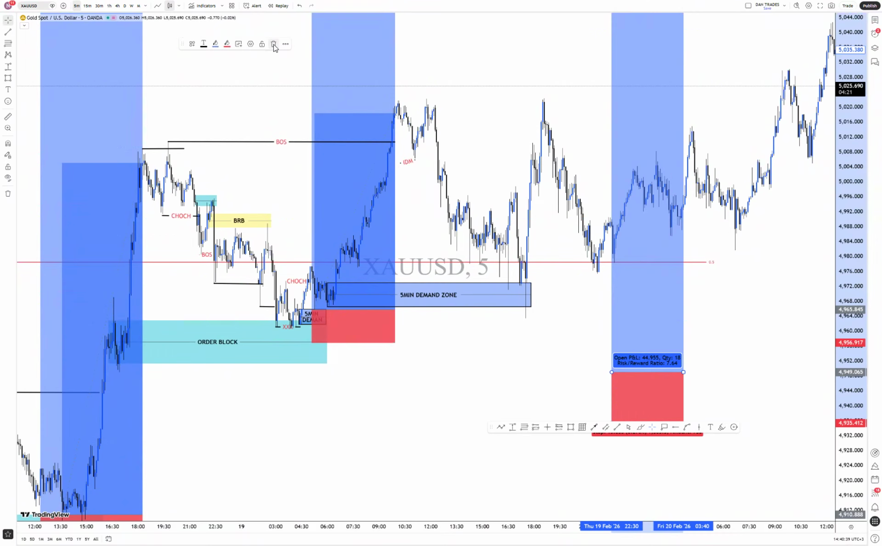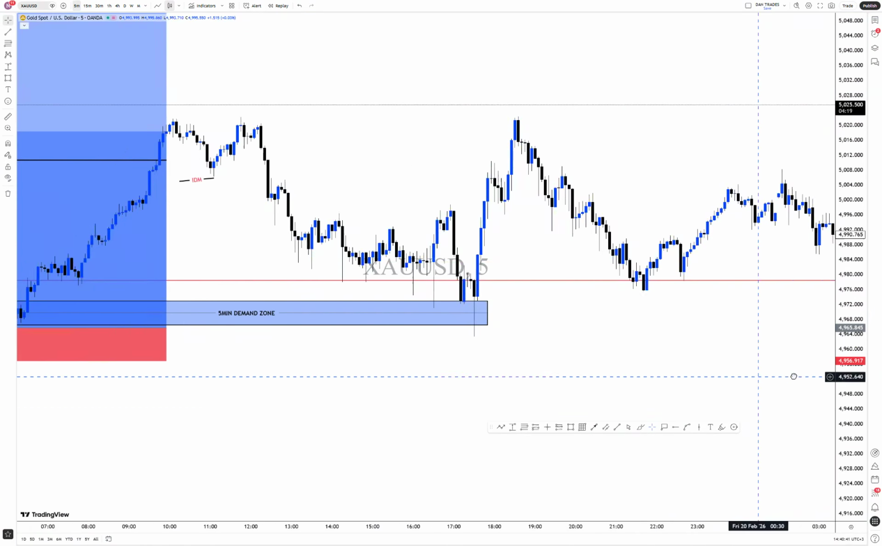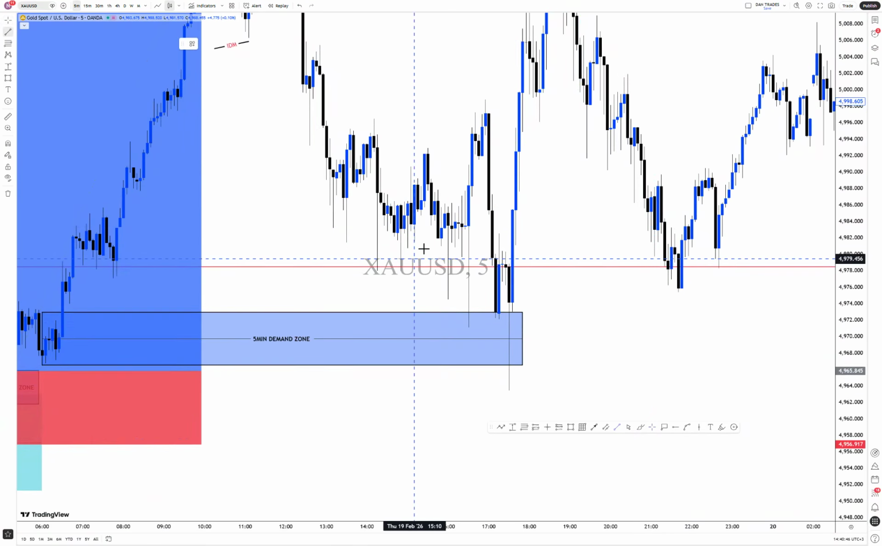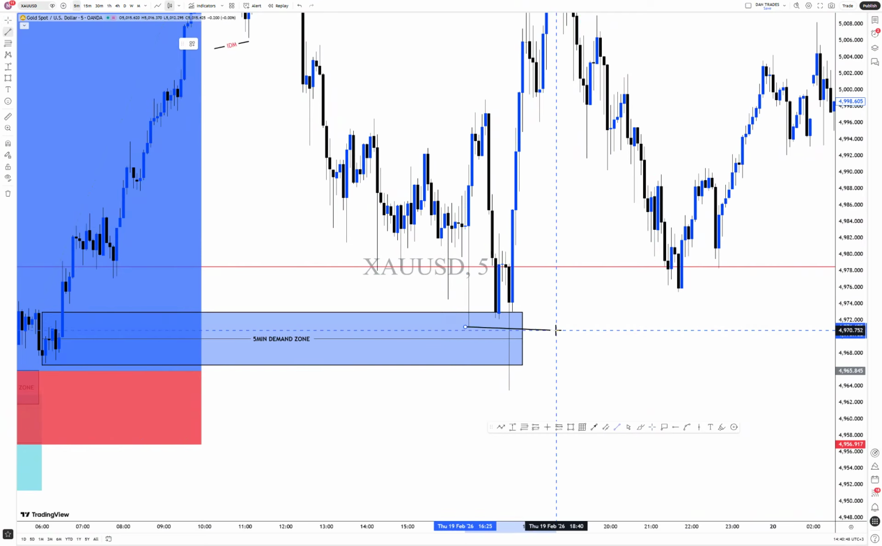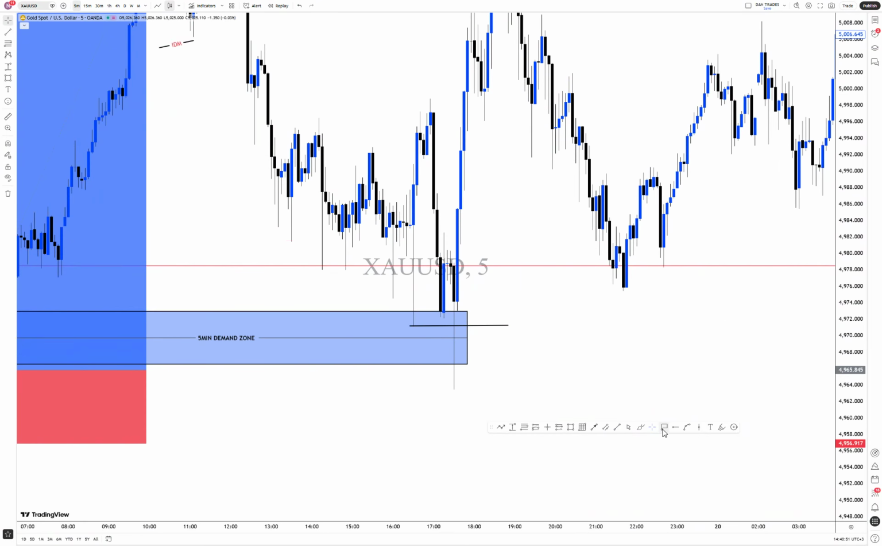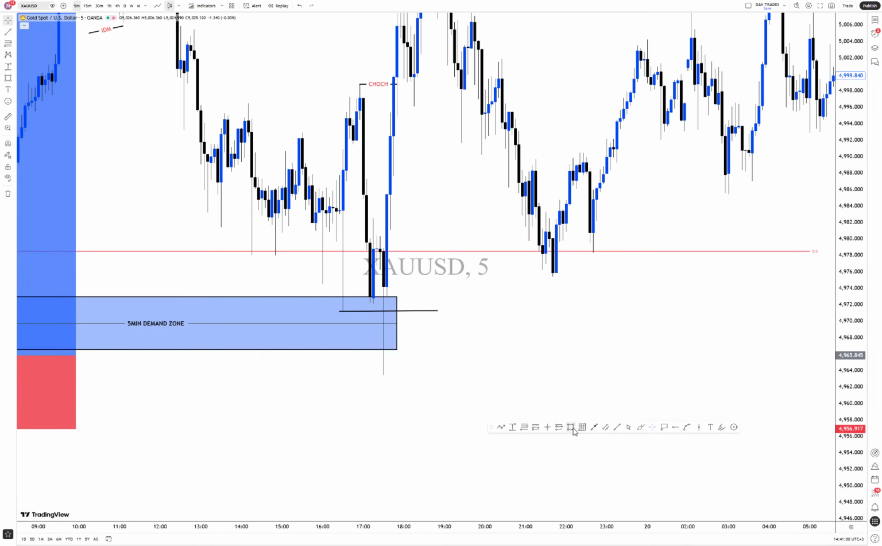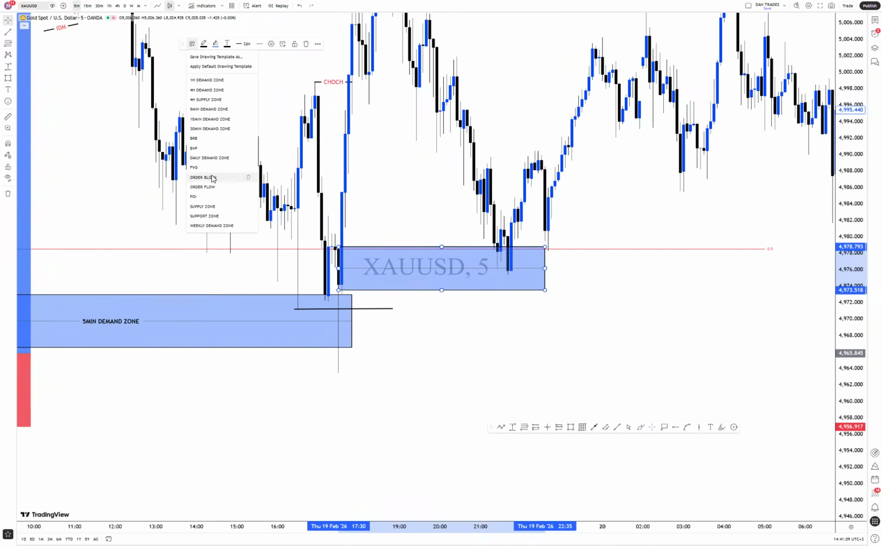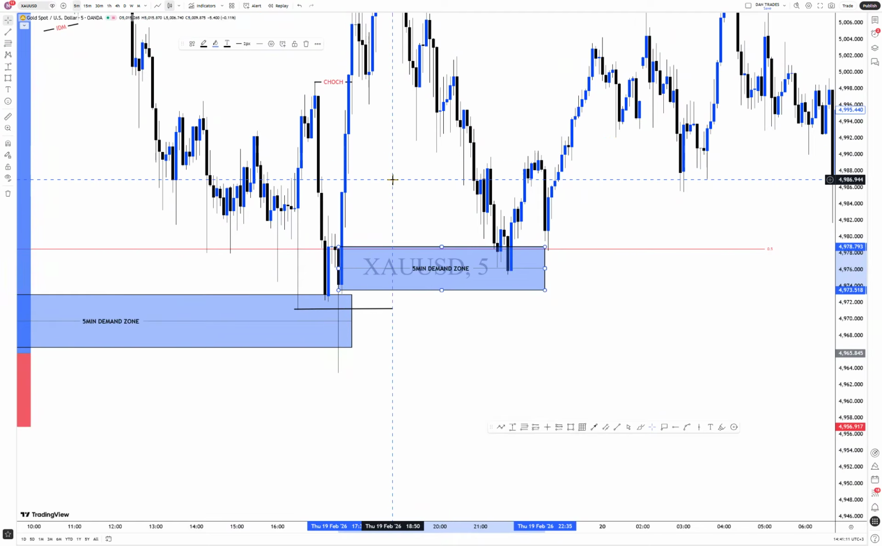Let me remove this just a little bit back. When we mitigated this area, this order block, we swept that low, right? That's a sweep. And then the high, we broke above with the body. So that's a change of character, right? The order block which led to that area is this bearish candle on this area. That's the demand which led to that change of character.